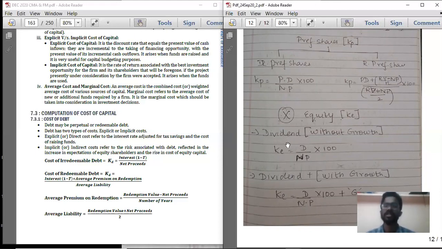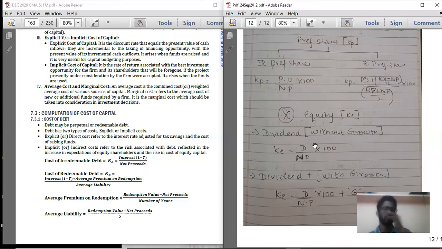So first is dividend without growth. First I mark dividend within bracket, without growth. Below that record KE is equal to dividend divided by net proceeds into 100. That's all. What is the equity dividend, divided by what is the net proceeds, that is after floating cost, into 100. Here for equity, there may be floating cost, and also some other commission, underwriting commission, all those things. So dividend divided by net proceeds into 100. That is using dividend without growth.